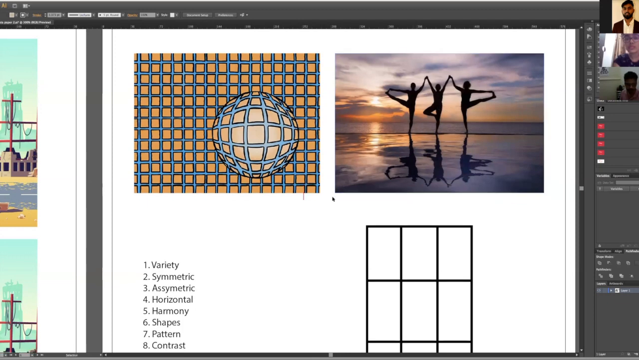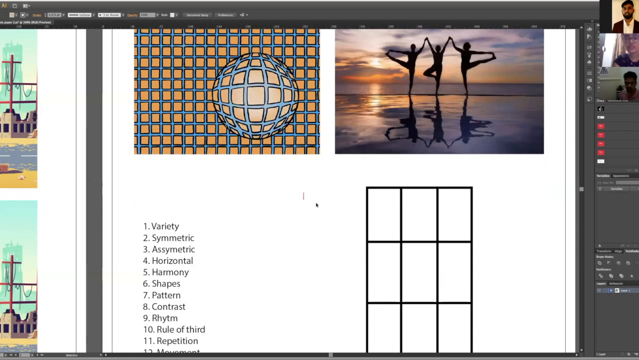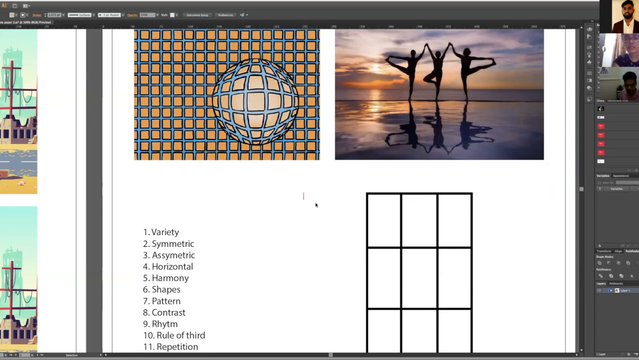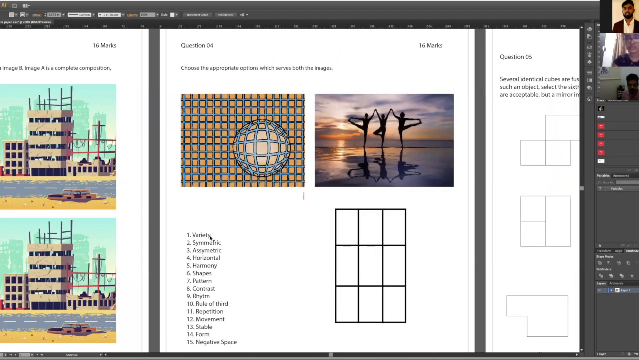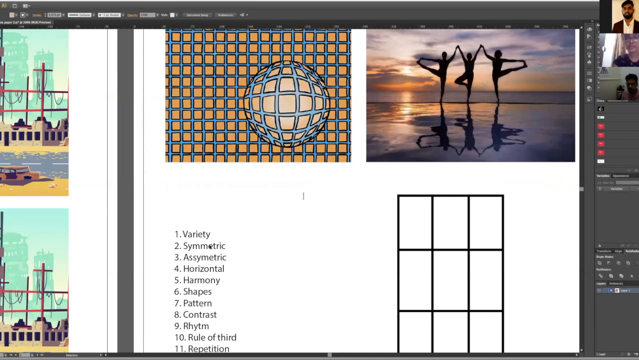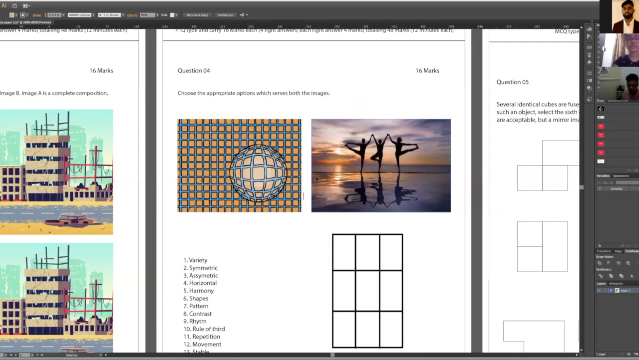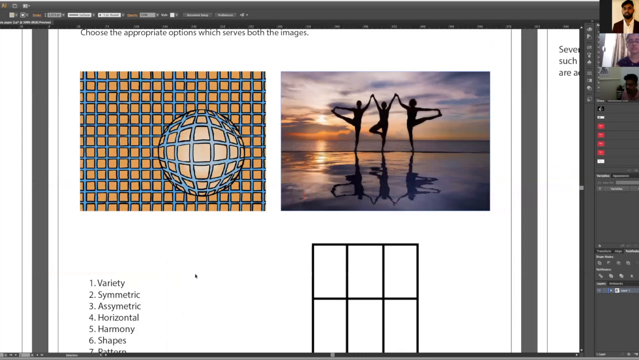Sir, why can horizontal and harmony not come in both the pictures? I don't get it. What is it? The fourth and fifth point. There are horizontal lines in the first one, and in the second one there is a horizon line, so we can consider it as horizontal. So what is the answer? Horizontal is right, not one of them. Just asking, can it be one of the answers? See, I'll come to horizontal a little later. Let's see the other options we have.